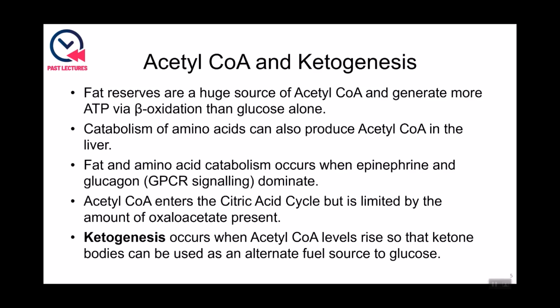If we don't have a lot of oxaloacetate, the citric acid cycle can't efficiently run, and an excess of acetyl-CoA can instead be used to make ketone bodies in the liver as an alternate fuel source to glucose. So the liver really is the provider for the body. It supplies glucose from glycogen breakdown and gluconeogenesis, as well as ketone bodies made in ketogenesis from acetyl-CoA.